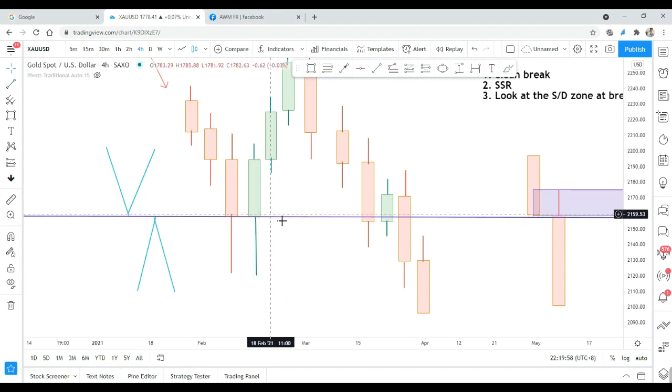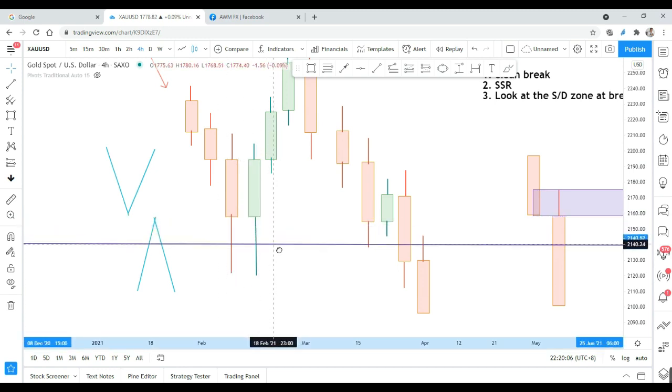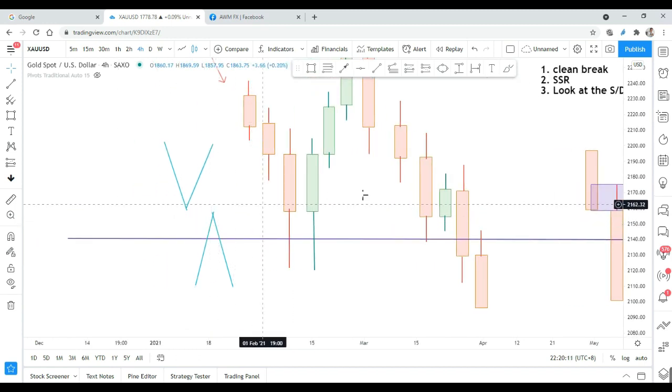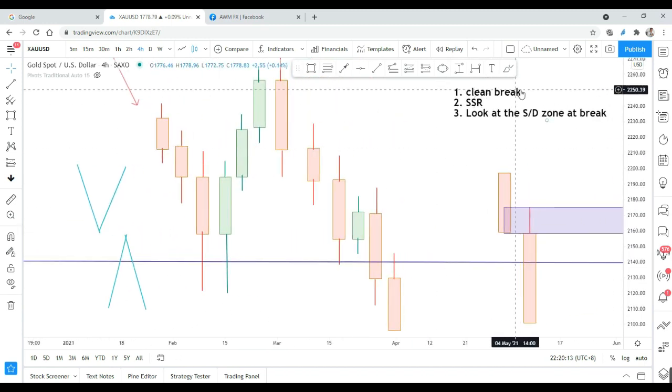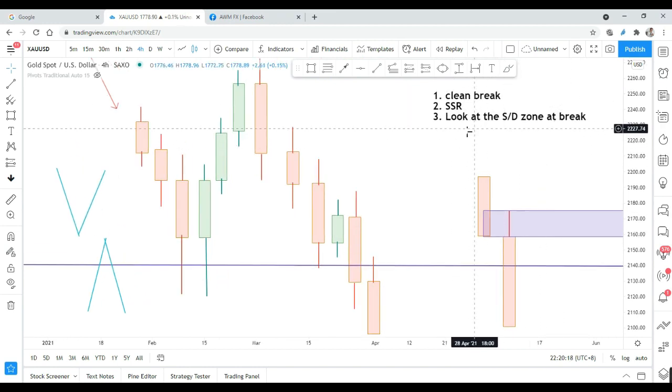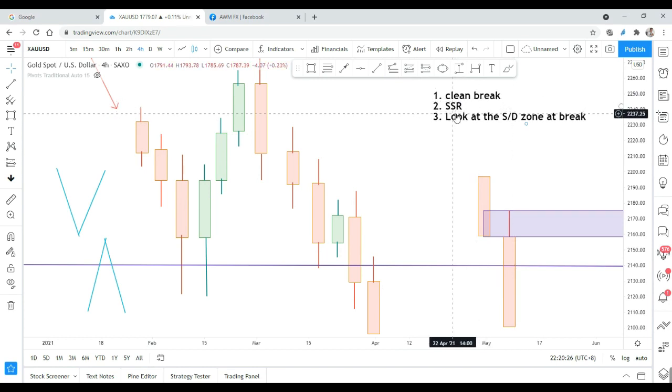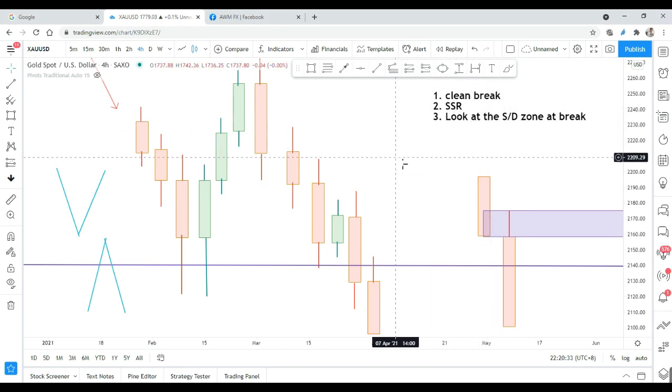Once you already got that, same process. Sometimes you don't have your point over here. Sometimes you already got your entry at the shadow, no choice. You look to the left. The process is the same. First thing, clean break. Second, SSR. Third, look at the S and D zone at the break. Can you see why I put the S and D zone at the break last? Because you need to have the clean break SSR first. If you don't have the clean break SSR, there's no use looking at the S and D. Remember, don't always look for the entry first.